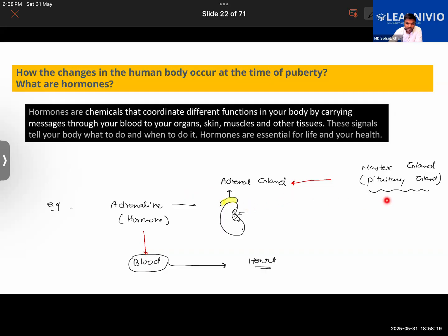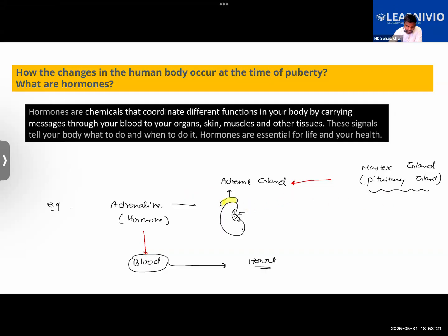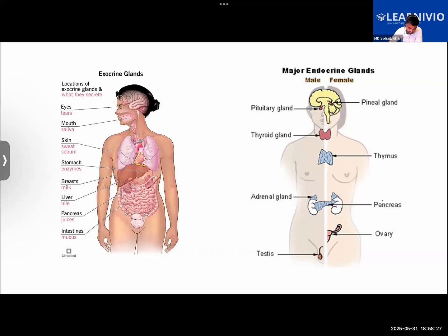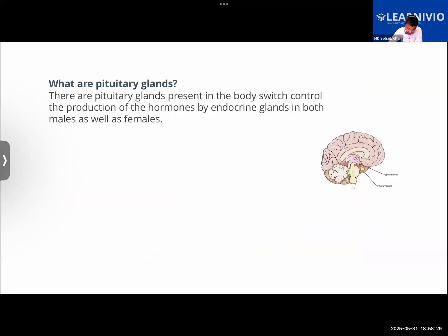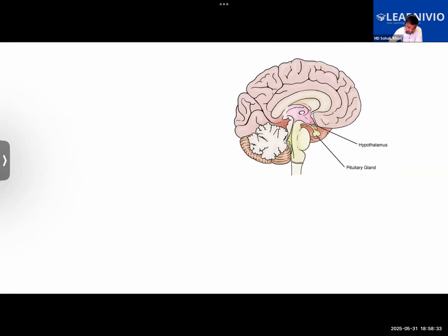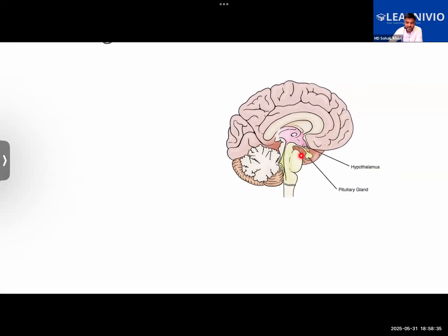It's the master of all glands. There are so many glands in the body, and the master of all of them is the pituitary gland. The one that we see over here. It is present inside our brain, and it is very small in size, as small as a pea. Getting it? So it will regulate the function of different glands in your body, including the adrenal gland.